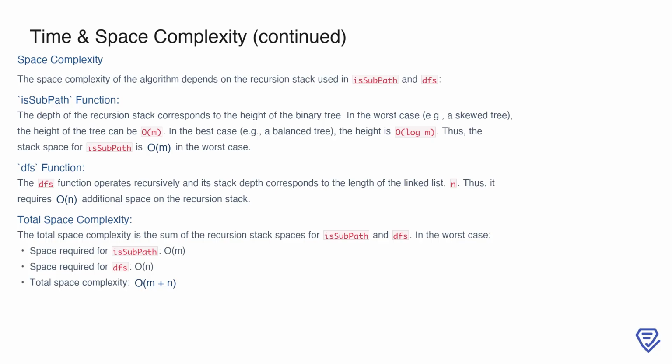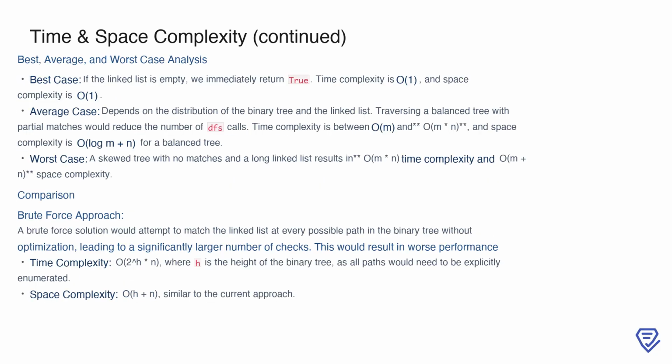Moving to the DFS function, its recursion stack depends on the length of the linked list, n. This adds an additional O(n) space requirement. When we combine these, the total space complexity is the sum of these two contributions, O(m + n), in the worst case. Let's analyze the best, average, and worst case scenarios for the algorithm.